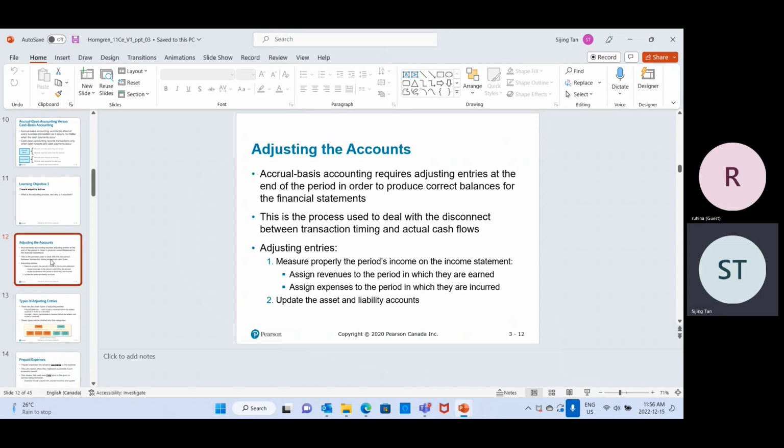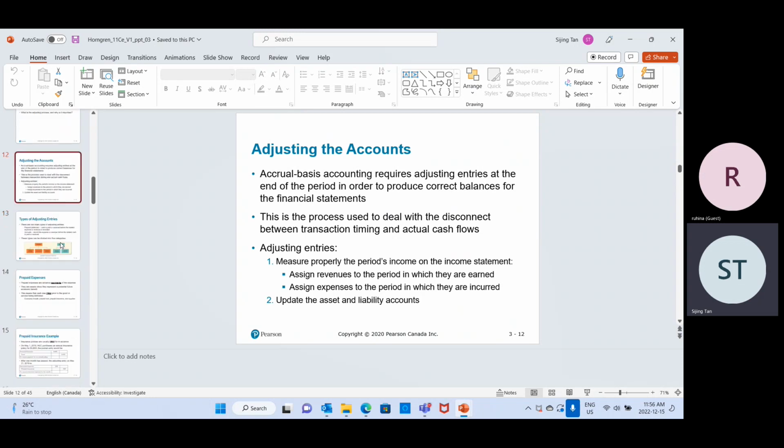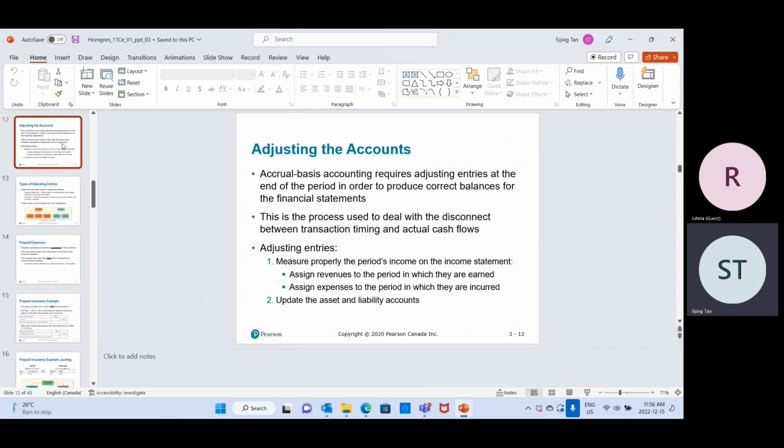Now, objective number 3. This is about preparing adjusting entries. Okay, what is the adjusting process and why is it important? Now you want to pay attention to this part because you will see it on the final exam. They want you to prepare an adjusting entry. It's very straightforward. There are only 5 types. Okay, so we're going to go through those 5 types of adjusting entries.